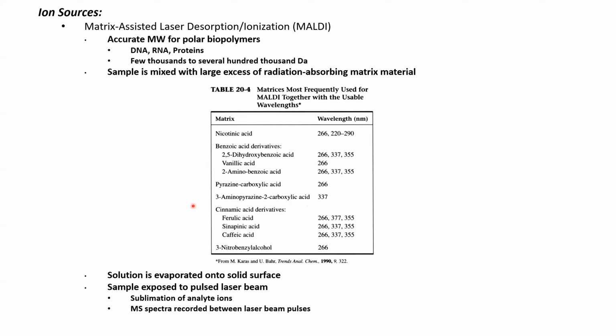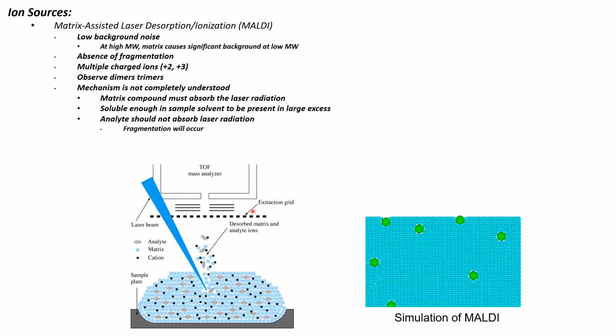The sample is mixed with a large excess of radiation absorbing matrix material. Here are matrices that are commonly used for MALDI, together with their usable wavelengths shown here. The solution is evaporated onto a solid surface. Then the sample is exposed to the pulsed laser beam. This causes a sublimation of the analyte ions, and the MS spectra is recorded between laser beam pulses.